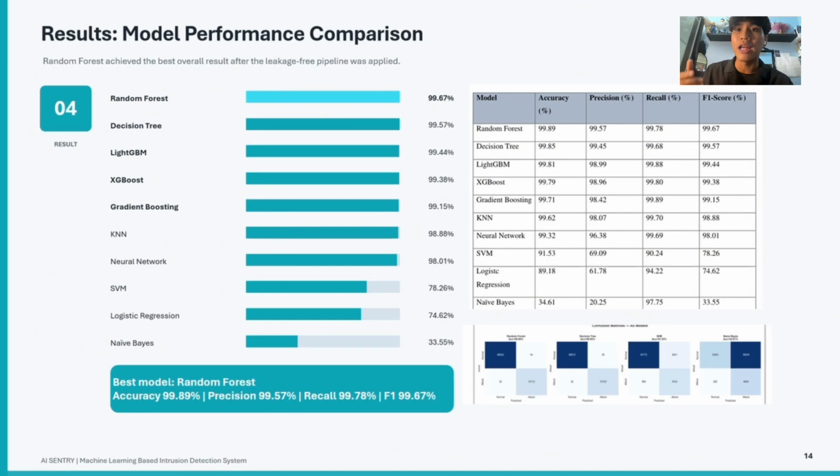Random Forest was selected as the best model because it achieved an accuracy of 99.89%, precision of 99.57%, recall of 99.78%, and F1 score of 99.67%. This means that Random Forest produced the best balance between detecting attacks and avoiding incorrect attack predictions.